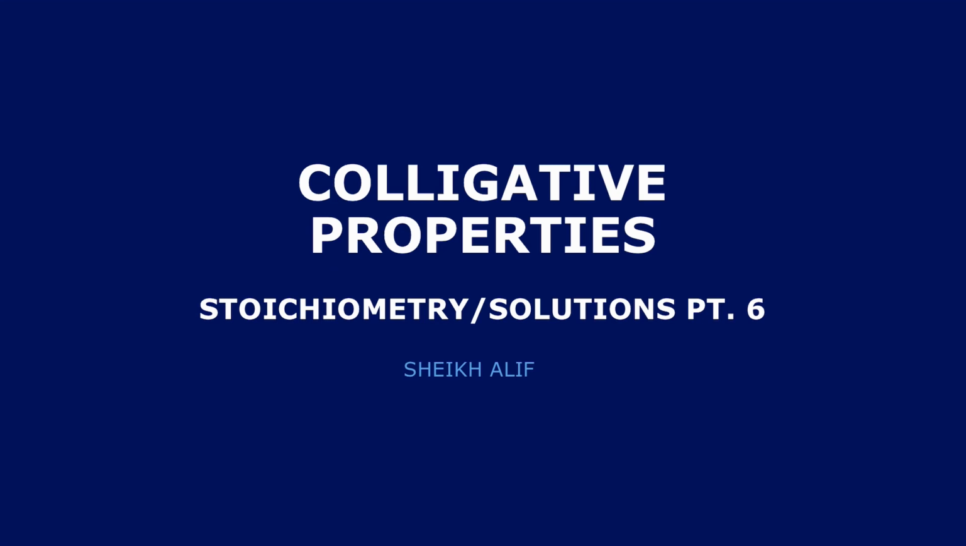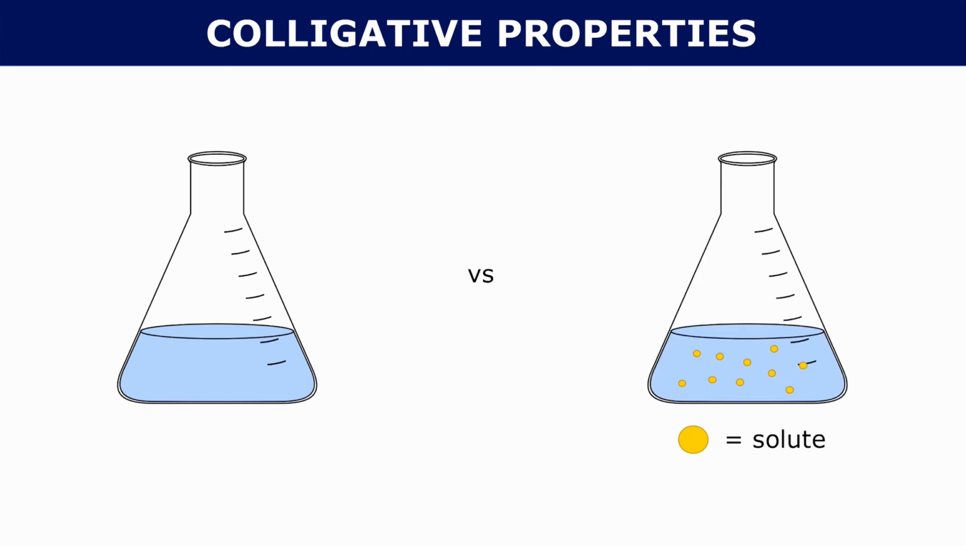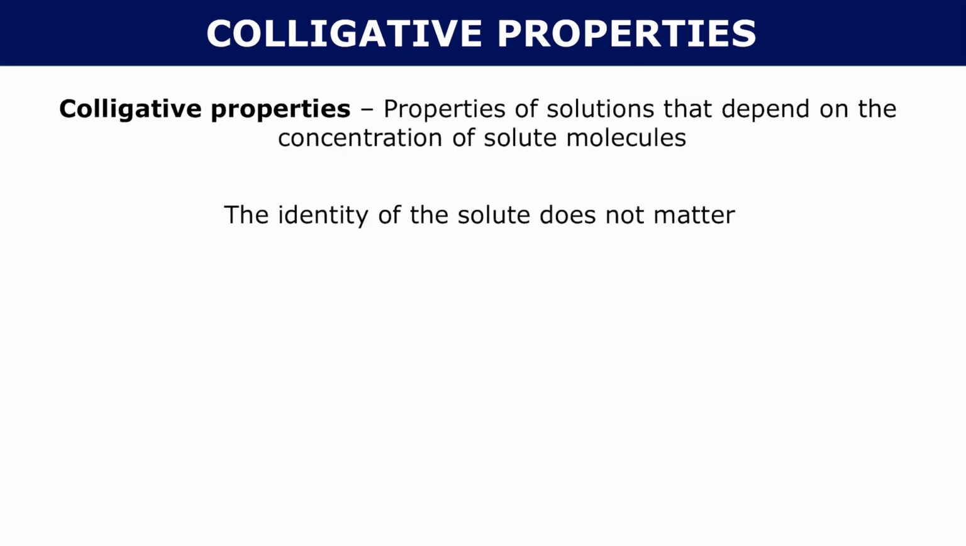Today we're going to be talking about colligative properties. The properties of a solution are going to be different if you have no solute versus if you have solute, and that's all colligative properties are. Colligative properties are properties that depend on the solute. The formal definition is that colligative properties are properties of solutions that depend on the concentration of solute molecules. An interesting thing about this definition is that the identity of the solute doesn't matter. Really, all colligative properties depend on is the concentration, not the identity.